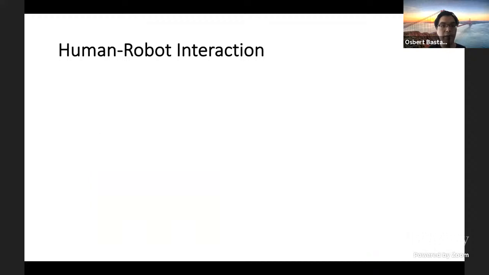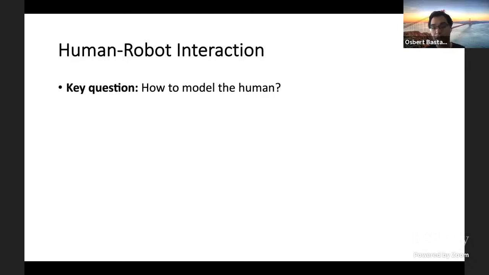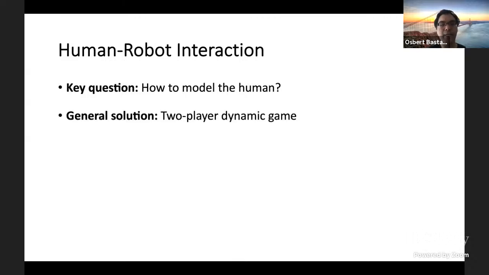In this general setting, the key question is how do we model the human? This is especially important in non-cooperative settings where we need to reason about the behavior of a human who might have a different goal than ourselves. A very general solution is to model this interaction as a two-player dynamic game. Here I'm going to focus on the two-player case, but a lot of these ideas extend naturally to multiplayer games.